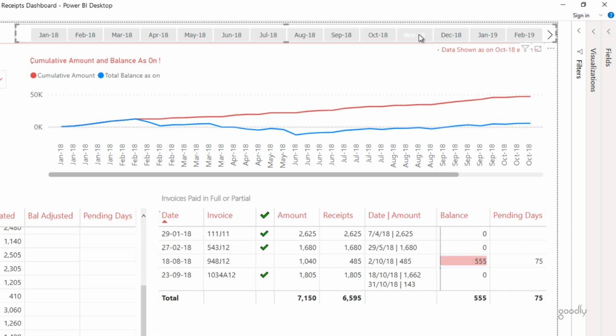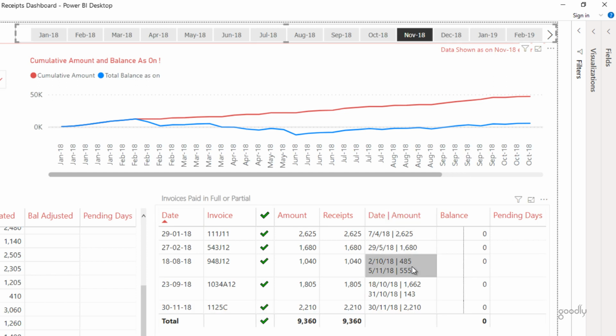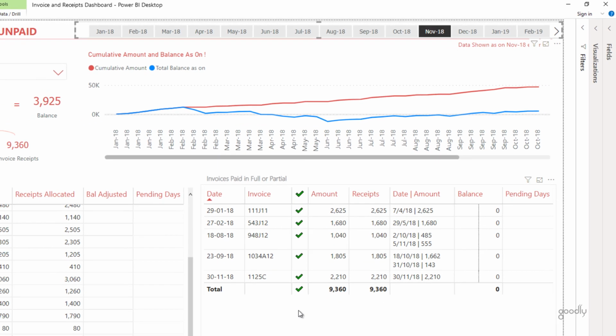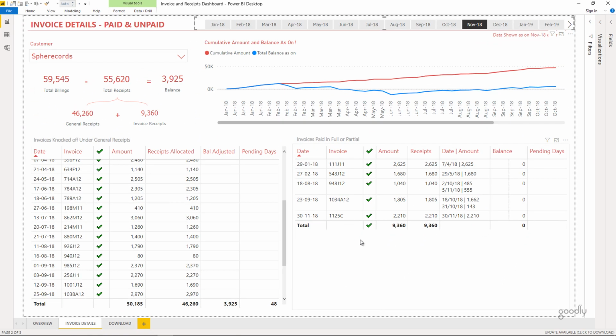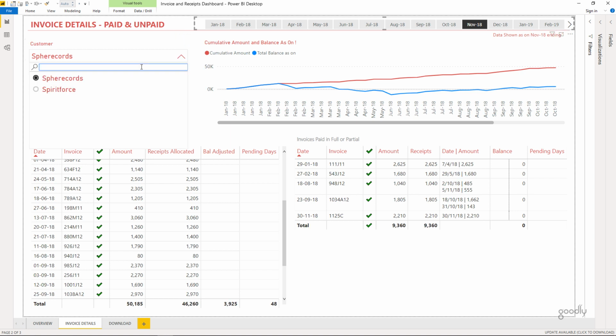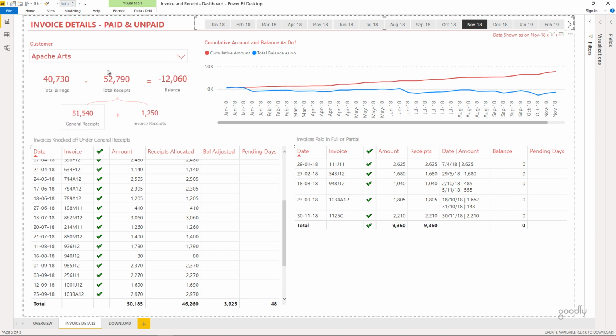If we go to the month of November, you can see that in November the customer pays $555, and the entire invoice amount is complete, and all the invoices are checked. That's all good. Once you select any other customer from here, you can even type the name of the customer, the report will refresh to that particular customer.